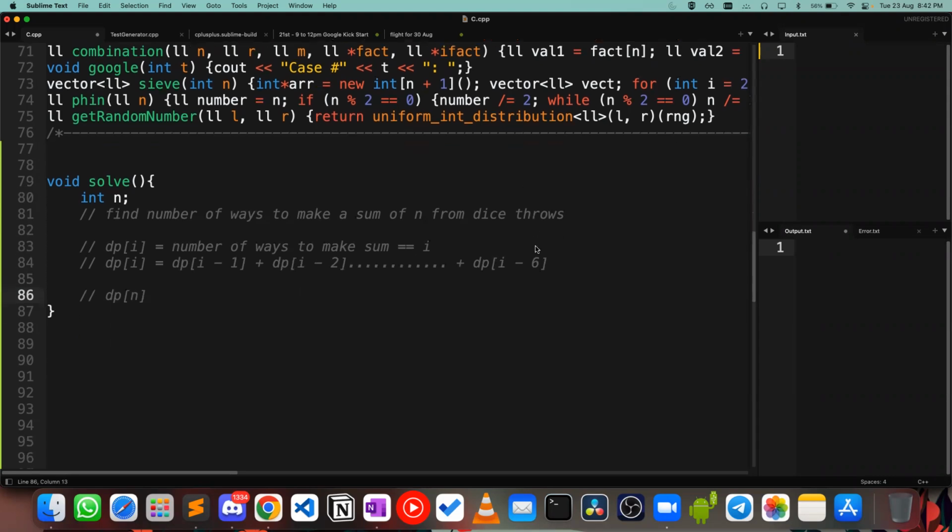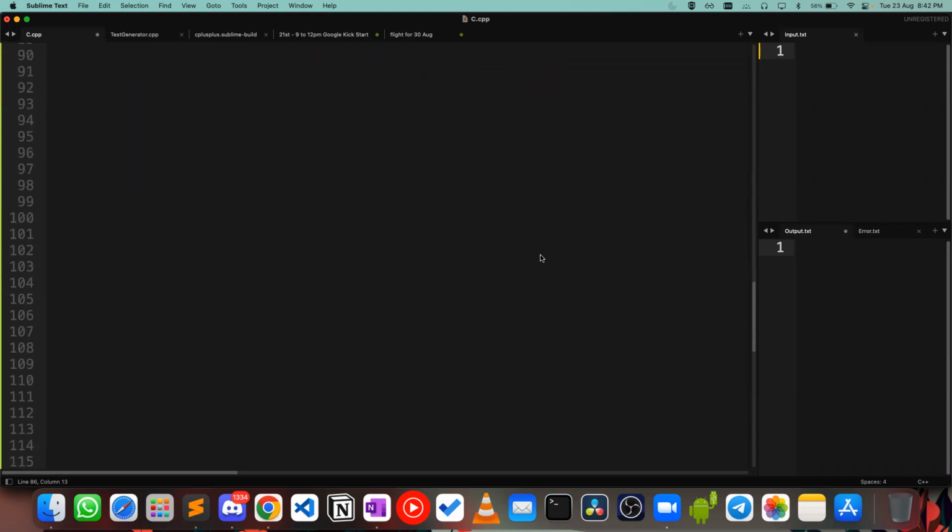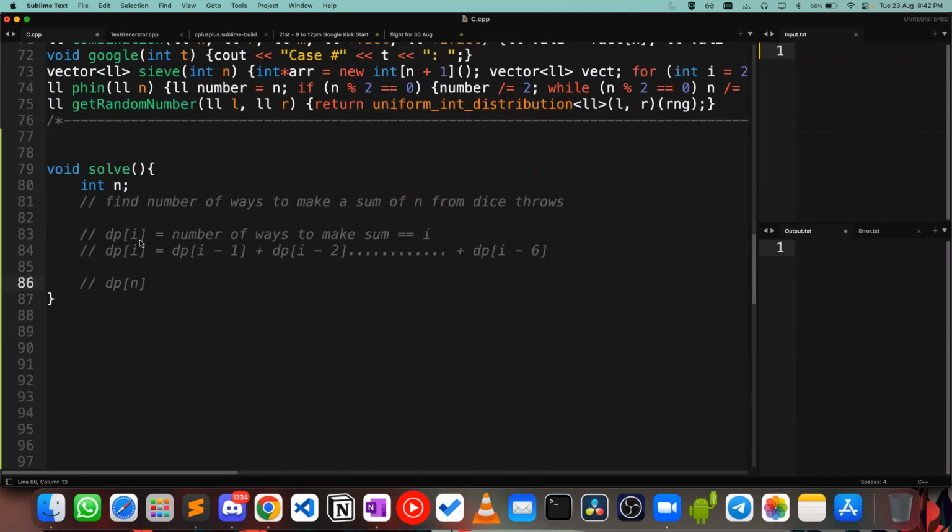Is it obvious or is it not obvious? What do you guys think? If I give you a state, if I give you a transition, and I also give you the final subproblem, can you code it up iteratively?